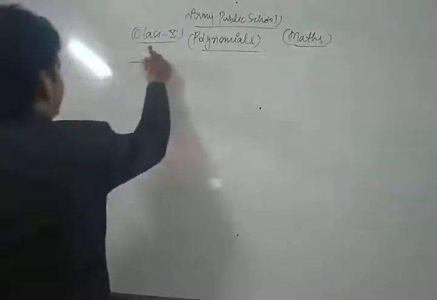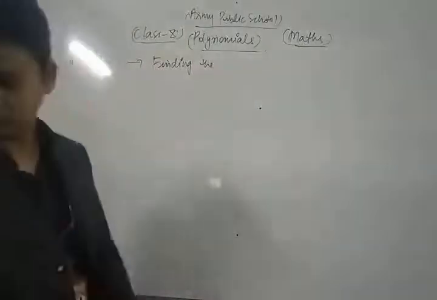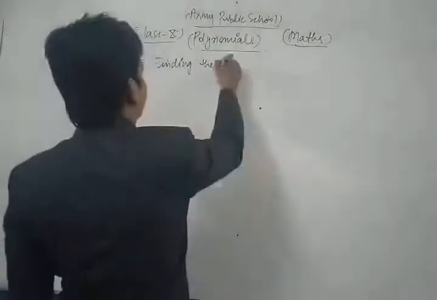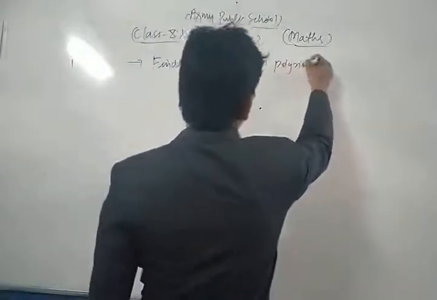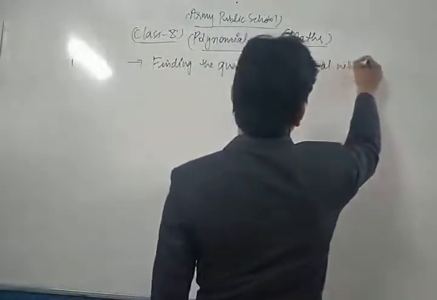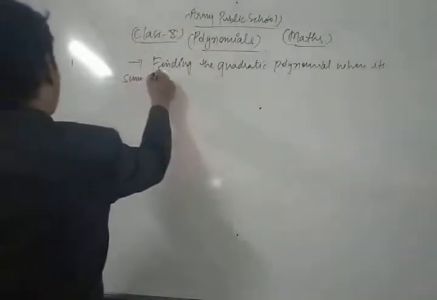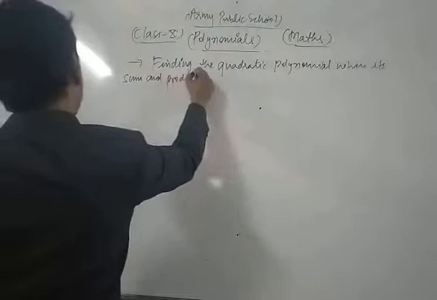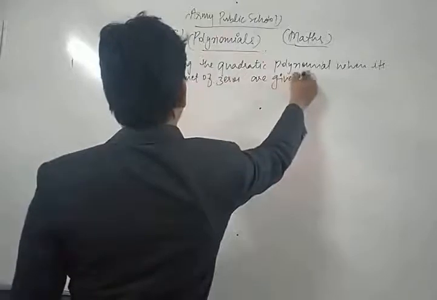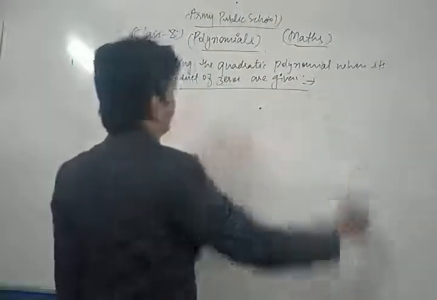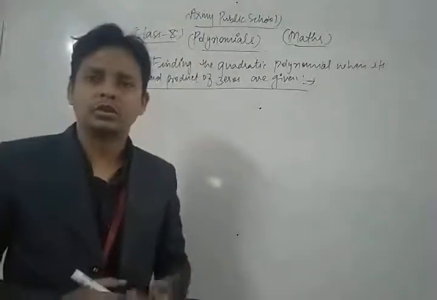Okay, so the topic is finding the quadratic polynomial when the sum and product of zeros are given.